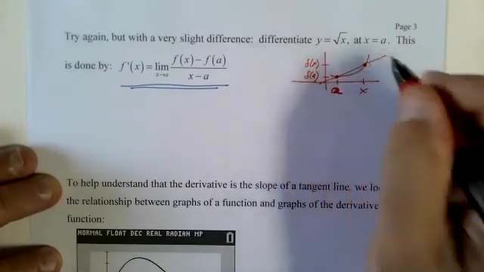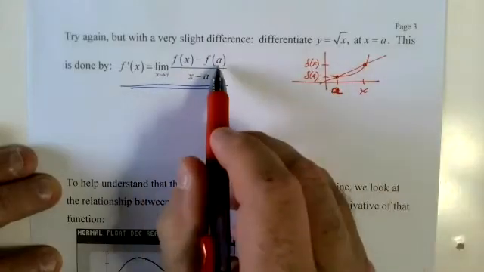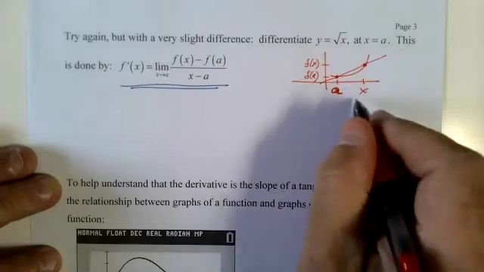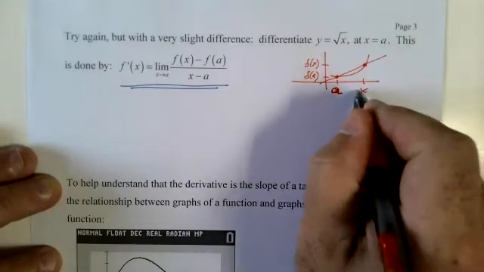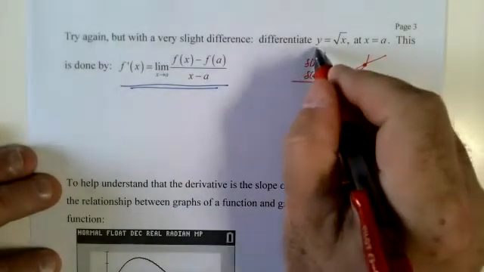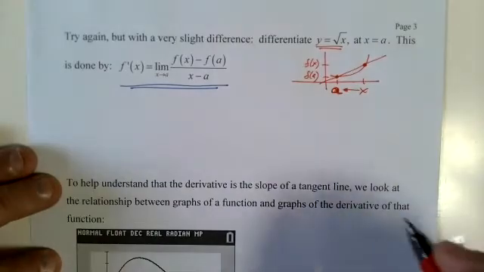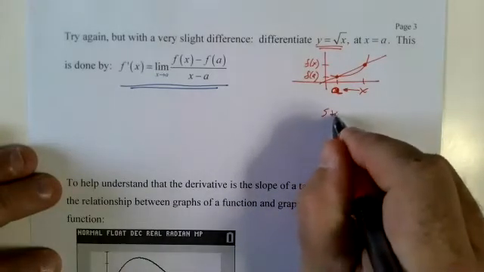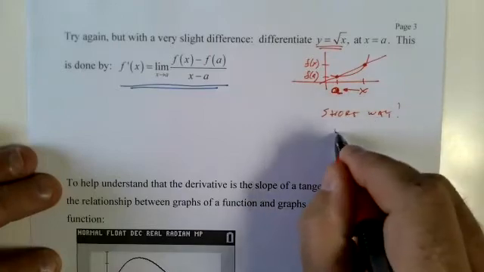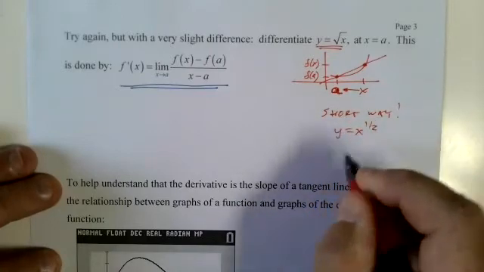So, how do we find that tangent line? f of x minus f of a, over x minus a, as x approaches a. So not as h goes to 0, but as x gets over here and becomes a. Okay, that seems weird. Well, wait a minute, we have y equals root x. How about we cheat and do the short way? y equals x to the 1/2.